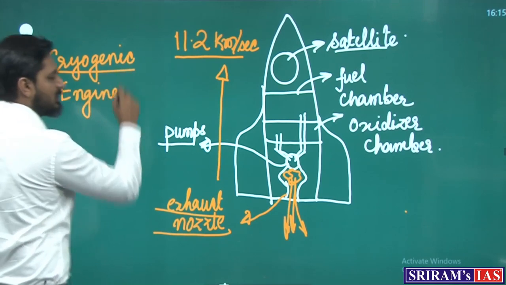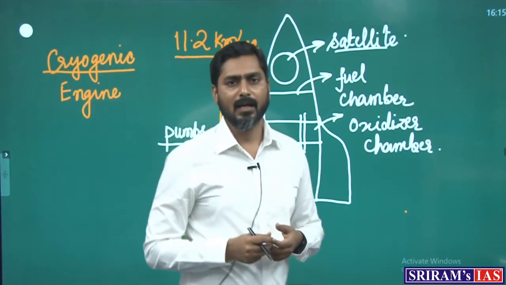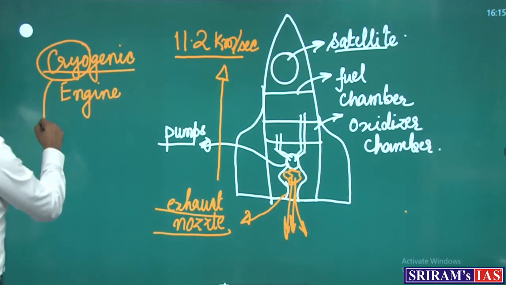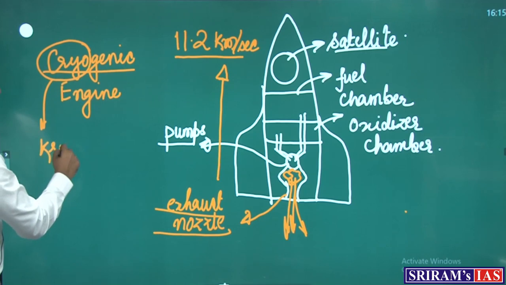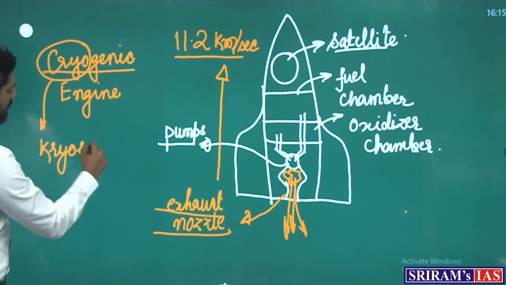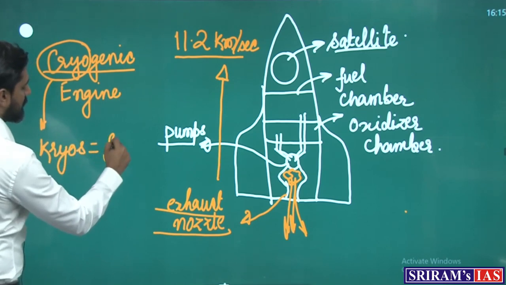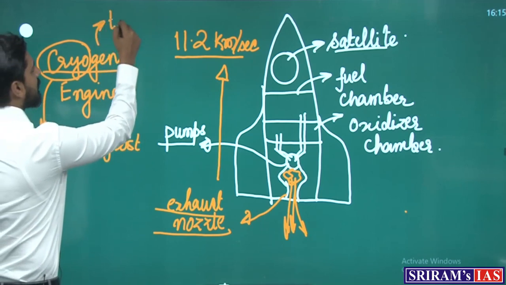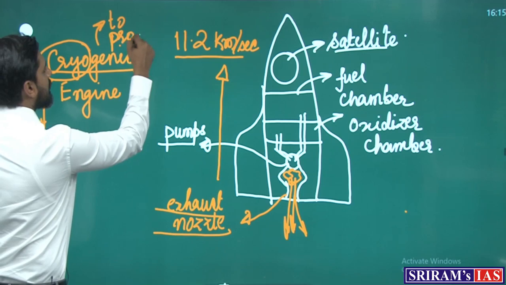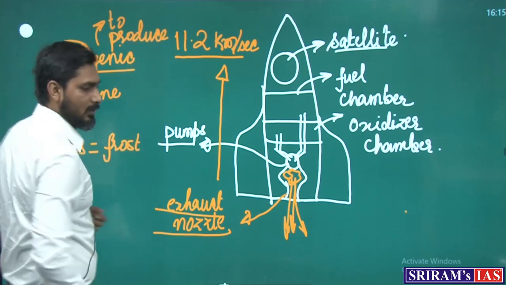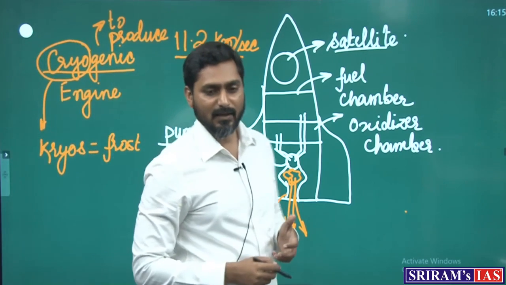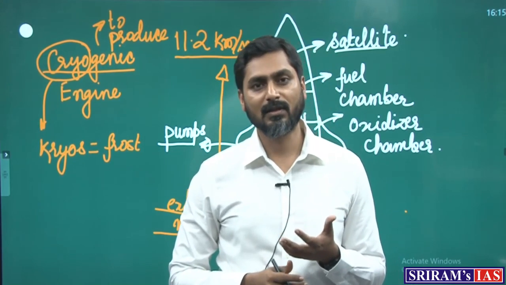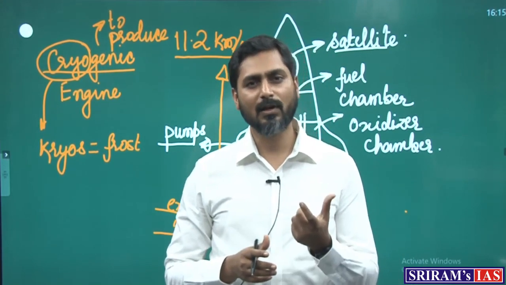So when we say cryogenic, it is derived from a Greek word, cryos, meaning frost, and genic means to produce. So when you say cryogenic, it means all the sciences, products and processes which are carried out at very low temperatures.